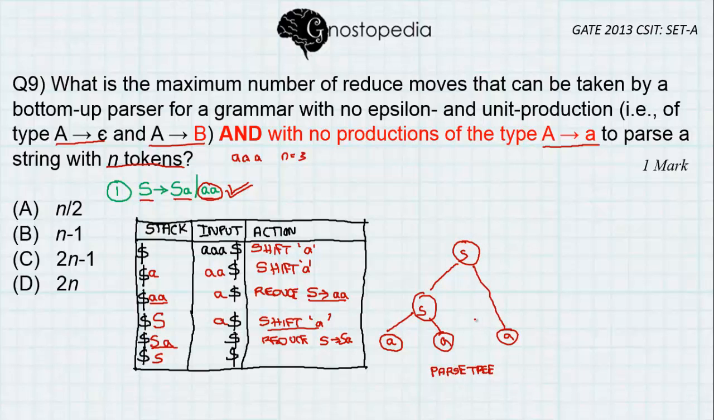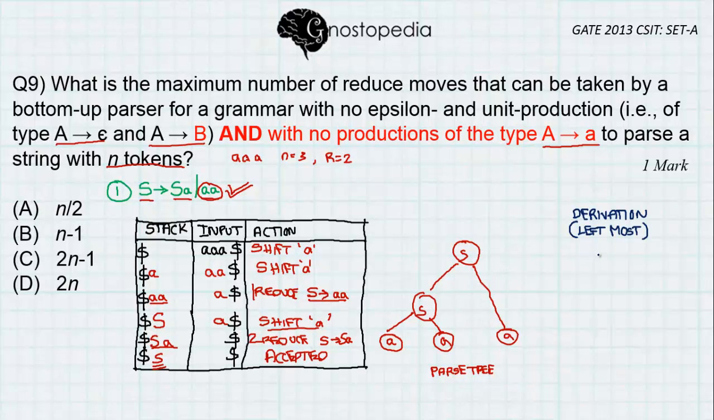Sorry for the ugly diagram again, but this is how a shift reduce parser works. And when on the stack the root node is left, it will be accepted. As you can see, how many reduce moves were required? 1 and 2. Hence for length n equal to 3, there were 2 reduce moves required.